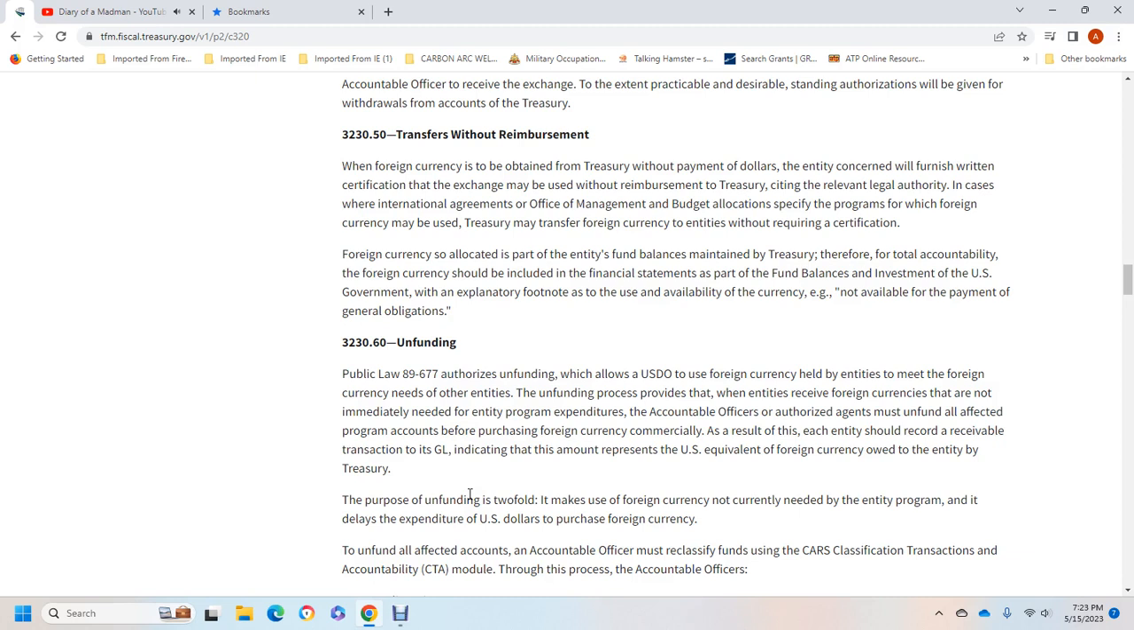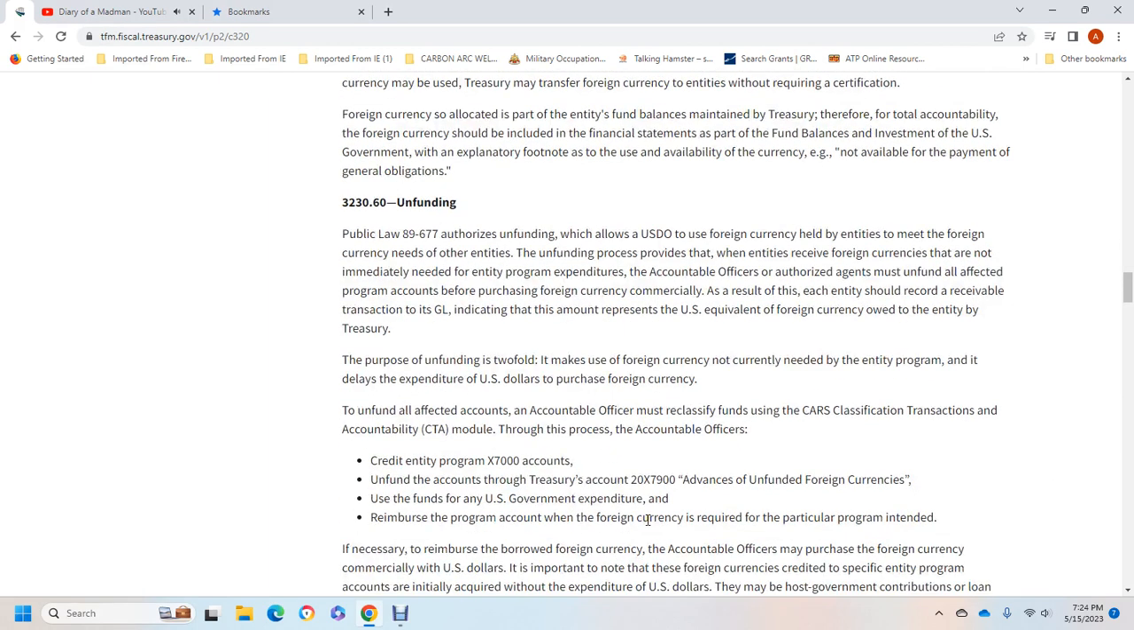before purchase of the foreign currency of the commercial as a result. Each of the entities should record receivable transactions to the general ledger indicating the amount representing the U.S. equivalent of foreign currency owned by the entity by the Treasury. The purpose of the unfunding is twofold: make foreign currency not currently needed by the entity program, and delay the expenditure of U.S. dollars to purchase foreign currency.